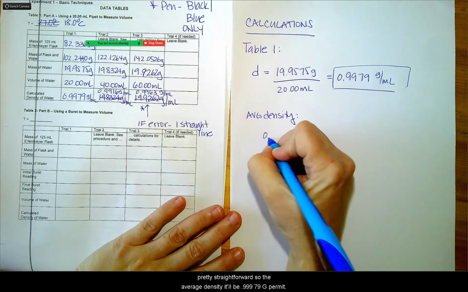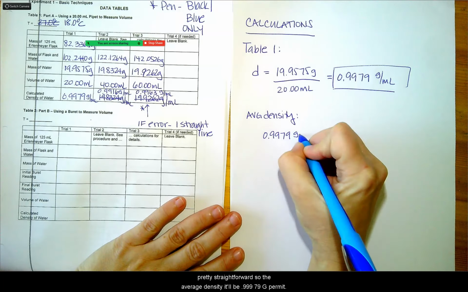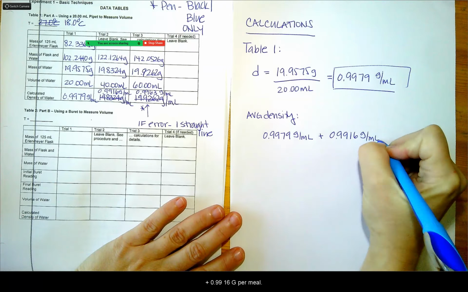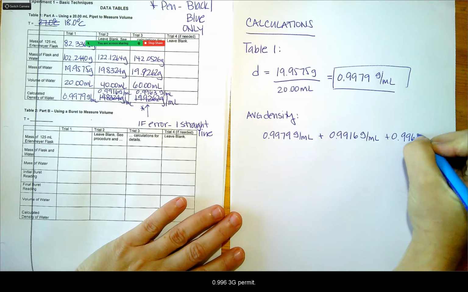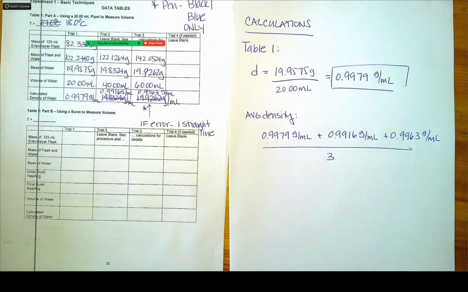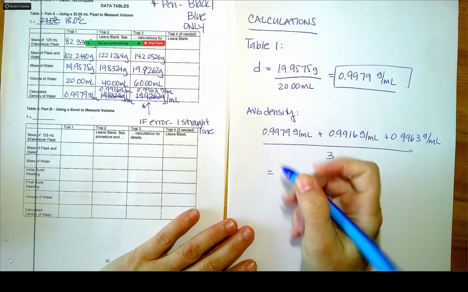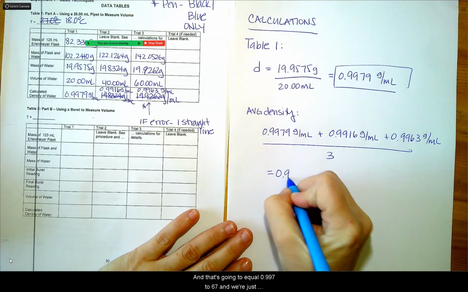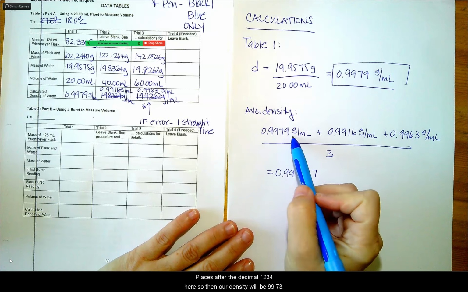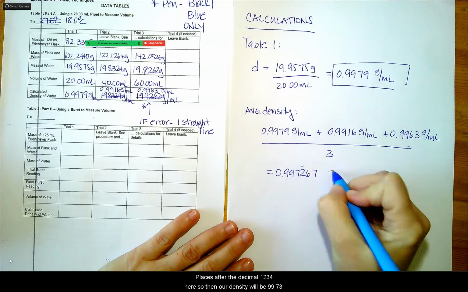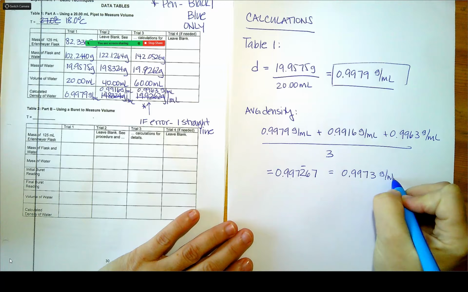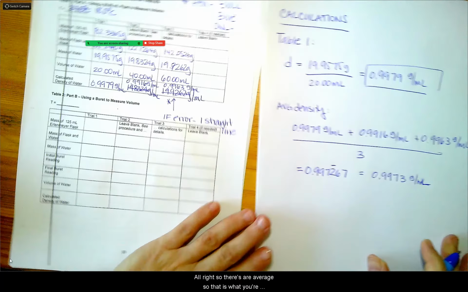So the average density will be 0.9979 grams per mil plus 0.9916 grams per mil plus 0.9963 grams per mil, all divided by 3. And that's going to equal 0.997267, and there's going to be 4 places after the decimal, 1, 2, 3, 4 here. So then our density will be 0.9973 grams per mil. All right, so there's our average.